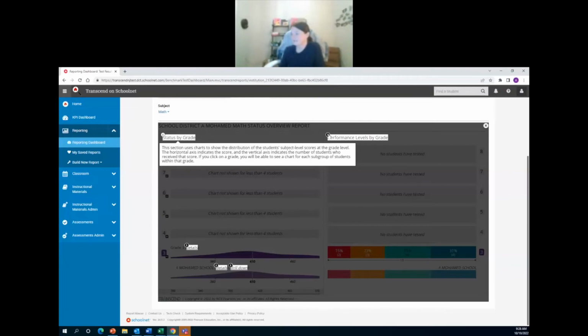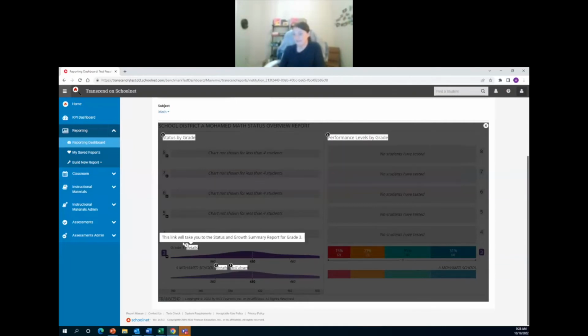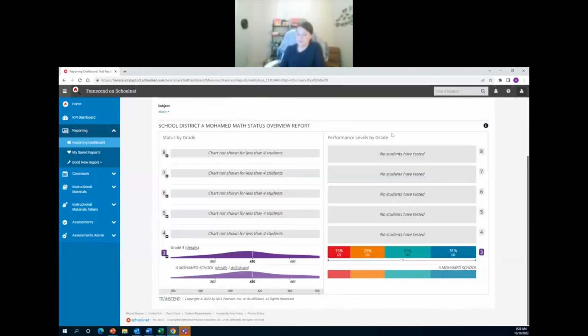I can click on this one and understand what the performance levels are actually describing. This will take you to a different set of reports, etc. So the eye icon is really helpful in terms of both navigation and results interpretation. So I'm going to drill down here into this particular school.